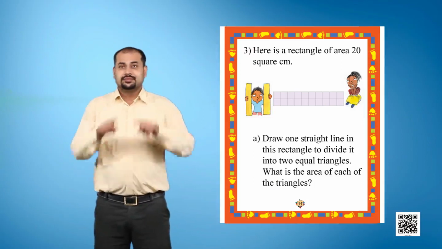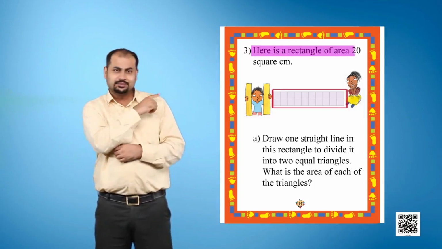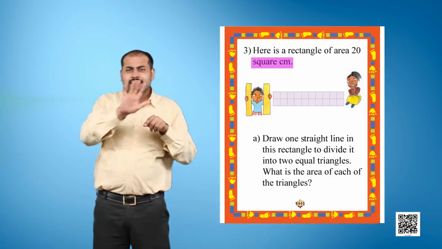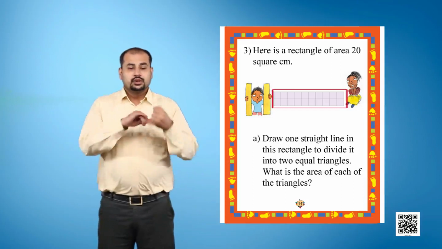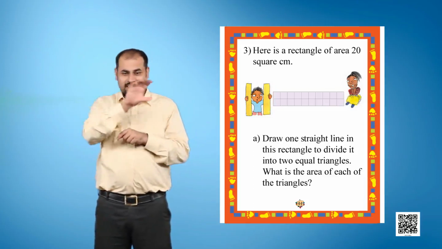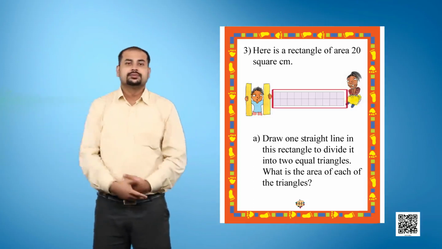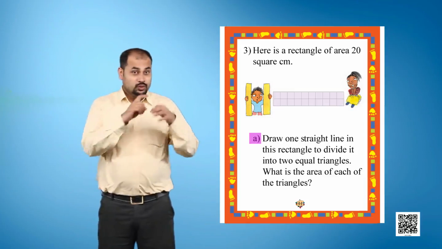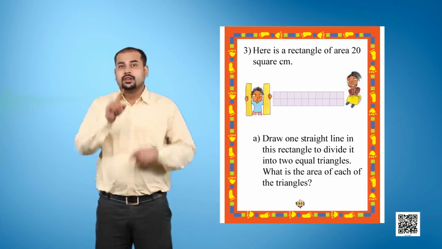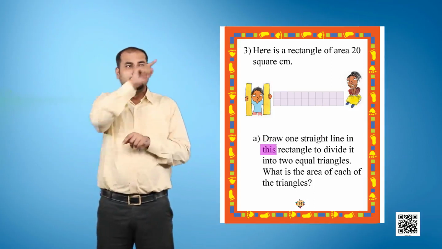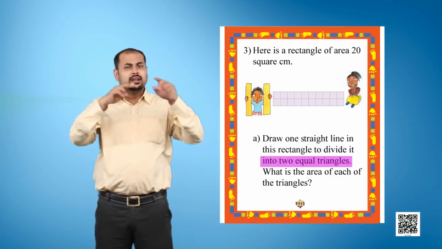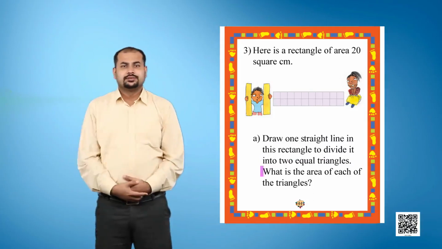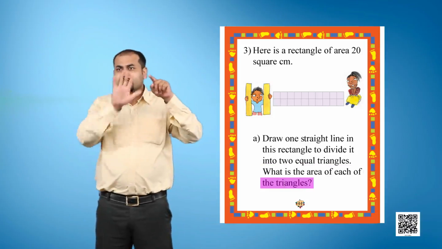Page 44. 3. Here is a rectangle of area 20 square centimeters. Below this we see 2 rows of squares, one on top of the other. Question, Part A. Draw one straight line in this rectangle to divide it into 2 equal triangles. What is the area of each of the triangles?